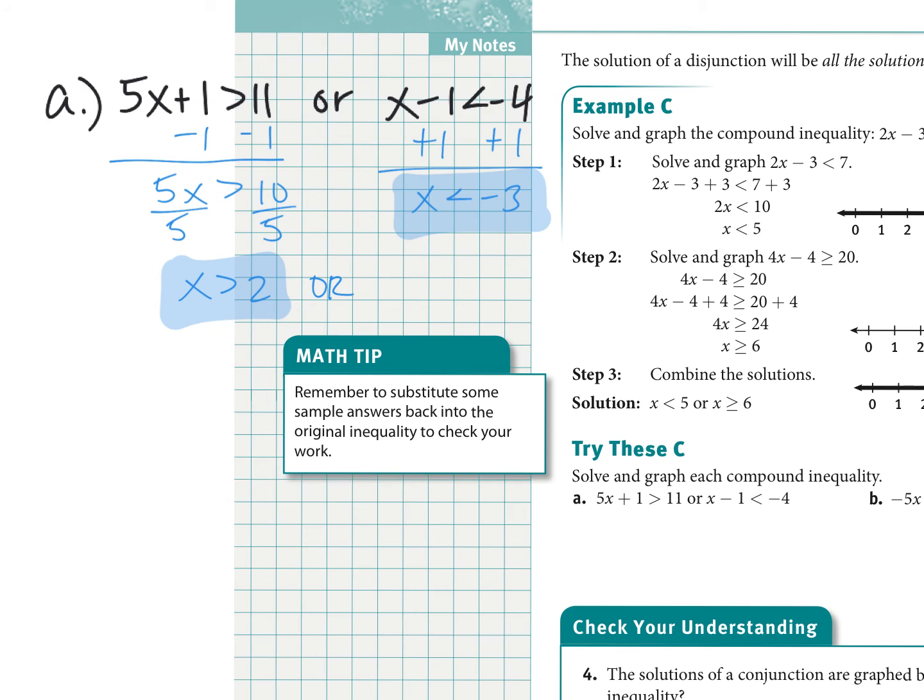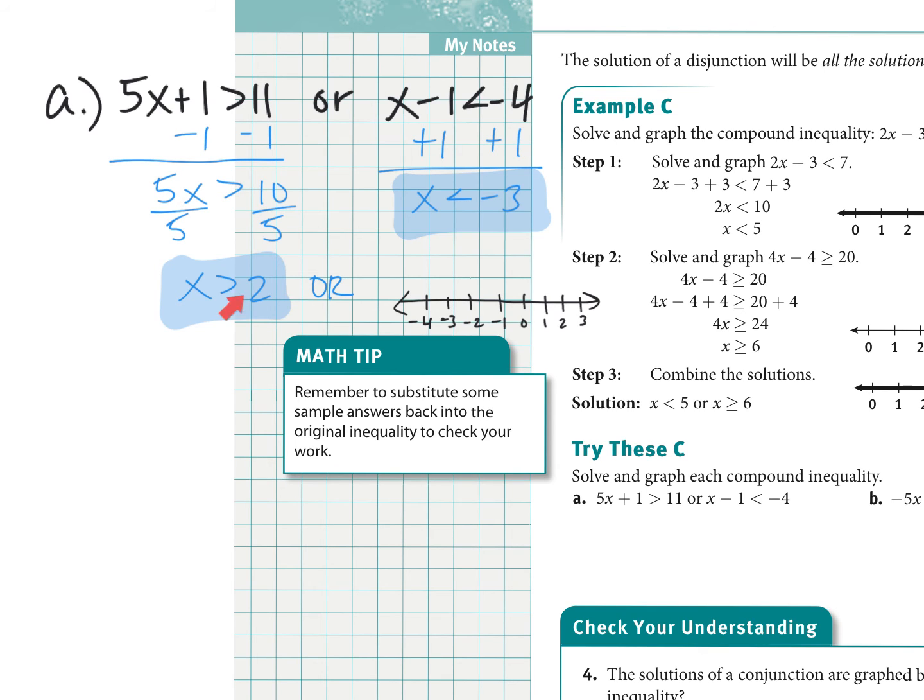So the last piece that we're going to do is graph these on a number line. So I'm going to make my number line. I want to make sure to include all the numbers that are in there. So I have -4, -3, -2, -1, 0, 1, 2, 3.